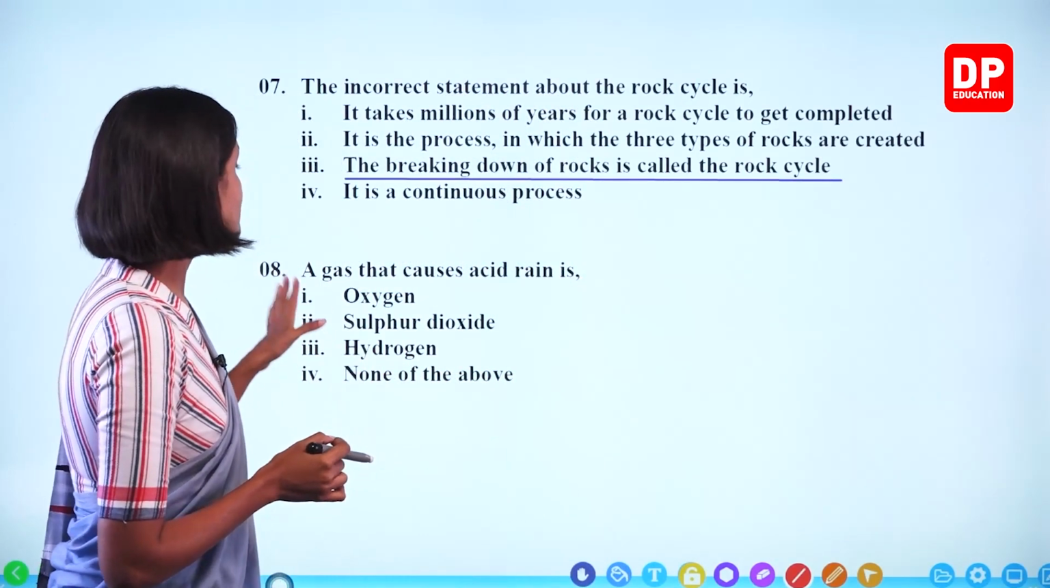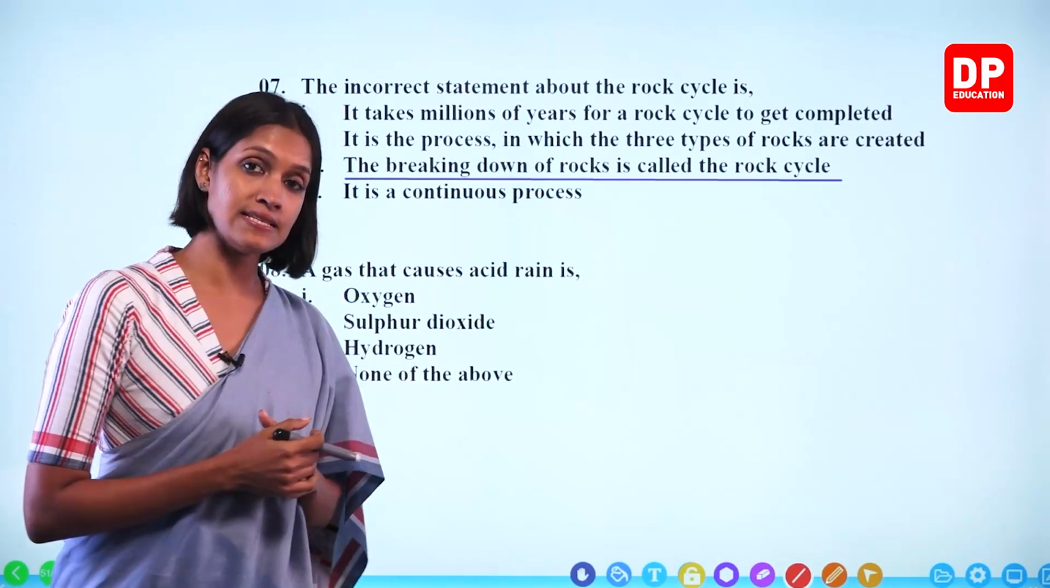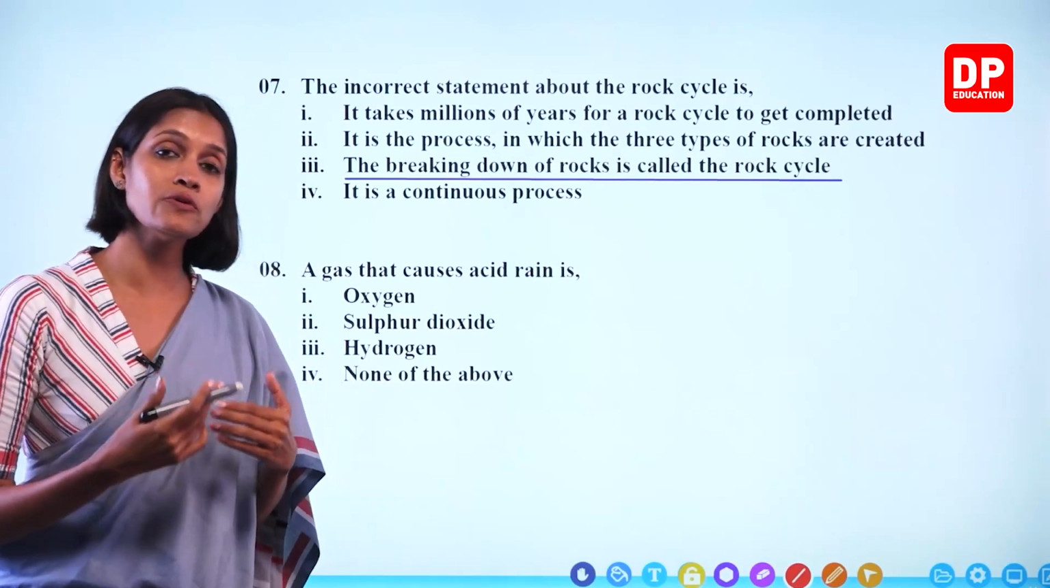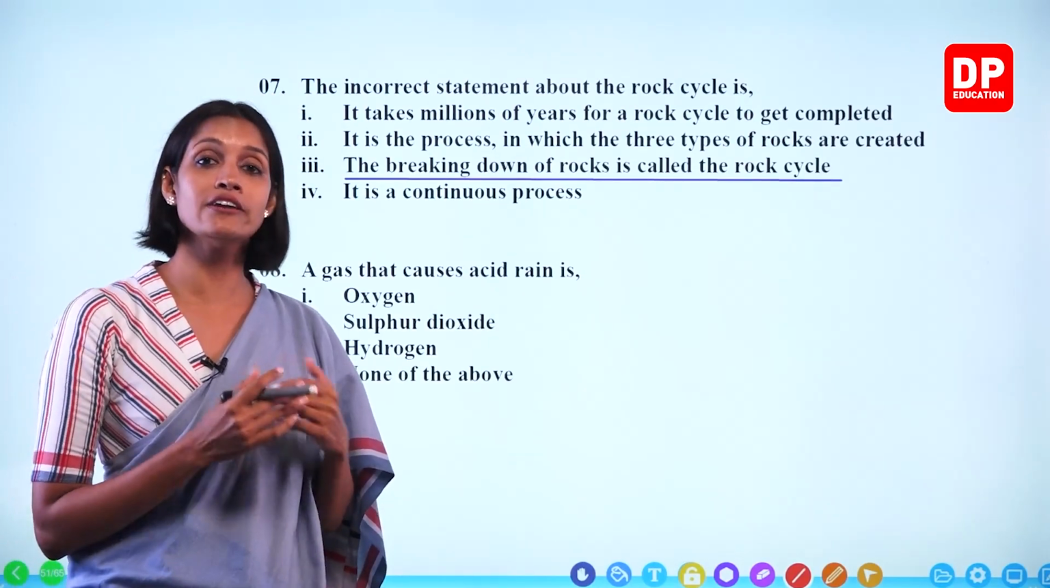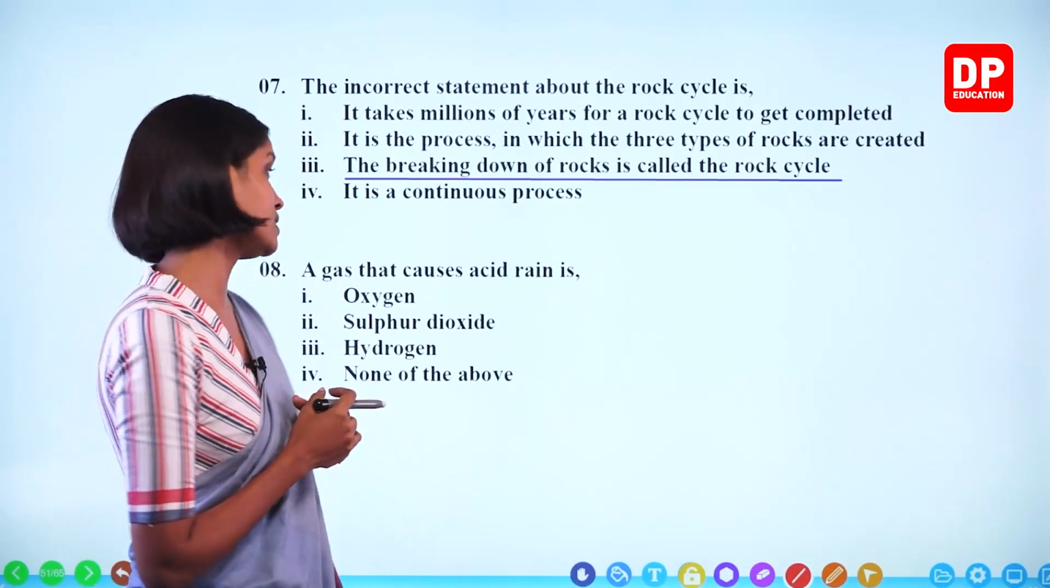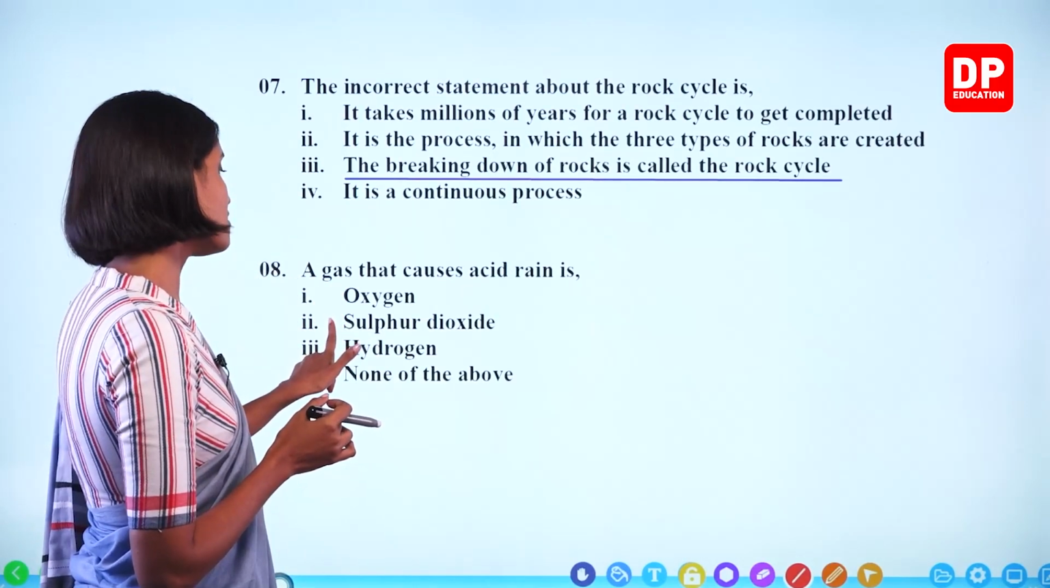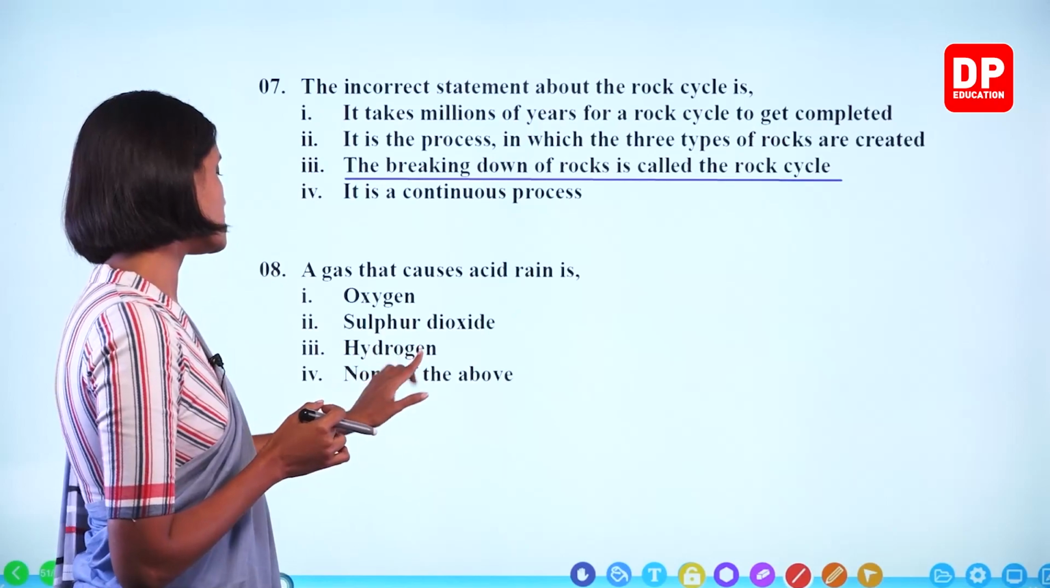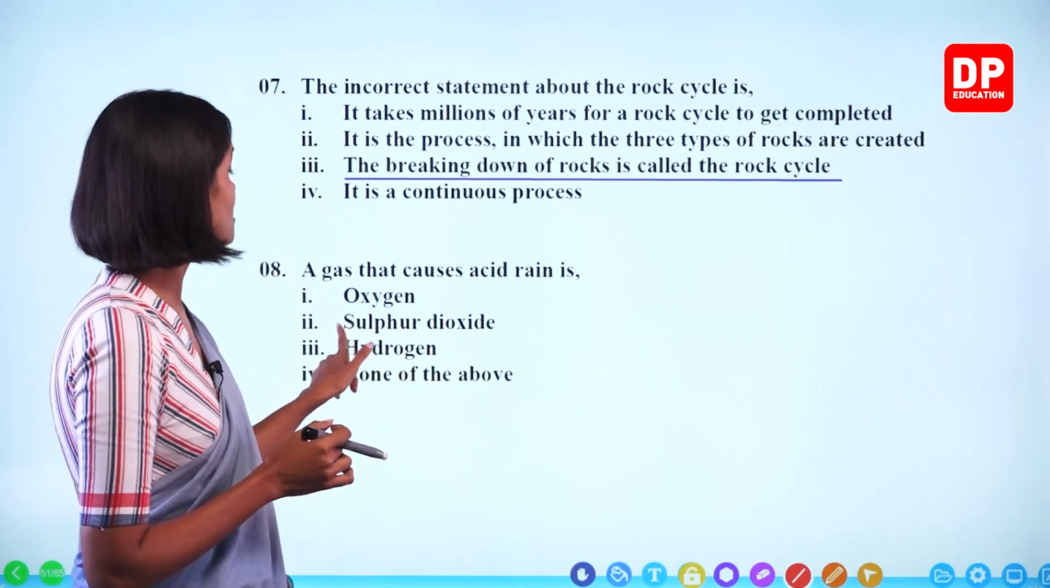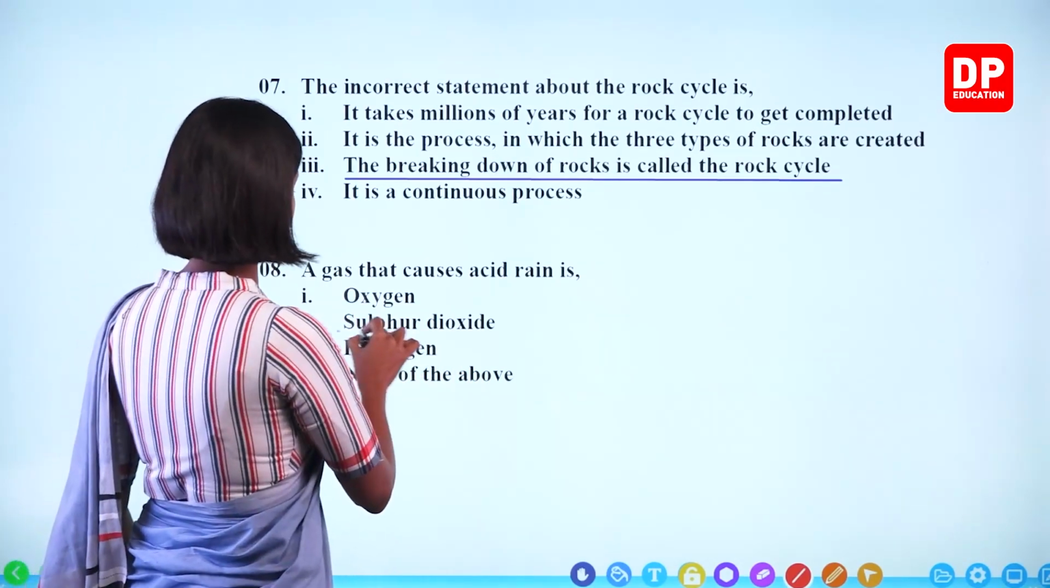Number 8. A gas that causes acid rain is. Acid rain is basically caused by sulfur dioxide and nitrogen oxide gases. Okay? Oxygen, sulfur dioxide, hydrogen, none of the above. So, sulfur dioxide is the answer.